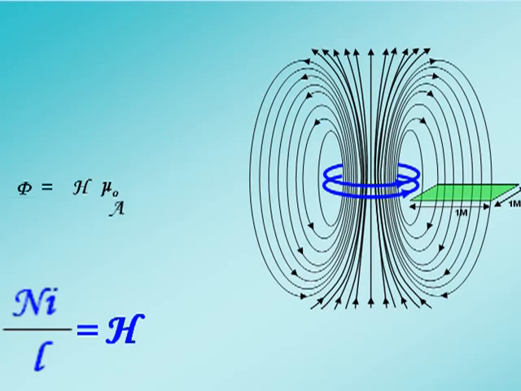If we take the flux and divide it by area, we end up with the flux density, or B, as we've established earlier in this tutorial. So the final expression states mathematically what we already know, and that is that the flux density is equal to the magnetic intensity times the permeability of the material.